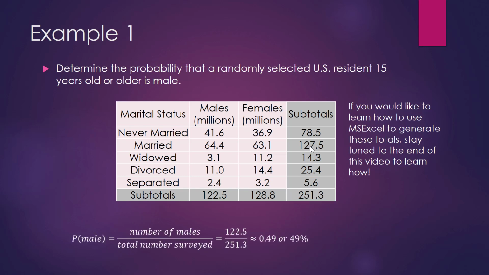So the question that we're asked again is, what is the probability that a person is male? This is a simple probability question. In order to answer it, all we need to do is figure out the number of males, which is 122.5 million, and then divide that by the total number of people surveyed, which in this case was 151.3 million. Doing that, we find that about half of the population is male, which is what you would expect.